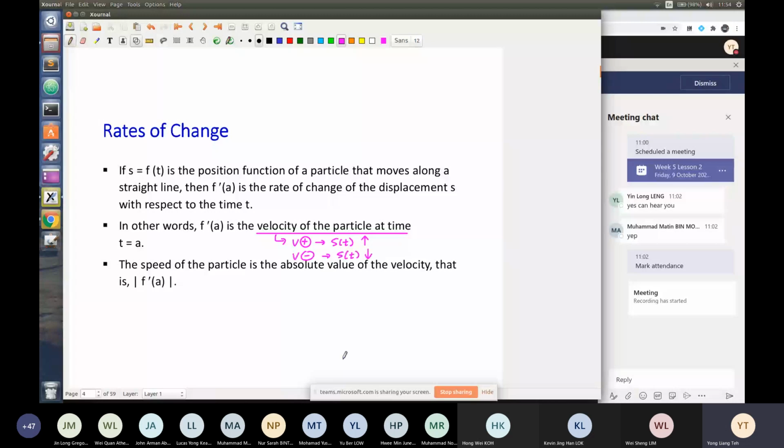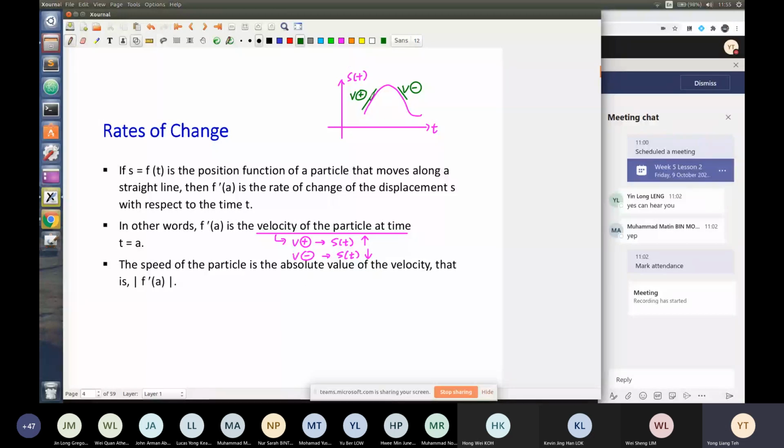Quite clearly, let's say this is our S of t, and this is t. If S of t is increasing, then V is positive. Correspondingly, if S is decreasing, you can see the displacement going back towards the origin, so this is V negative. The velocity actually represents the slope of your displacement function, because that's how it's defined in the first place.